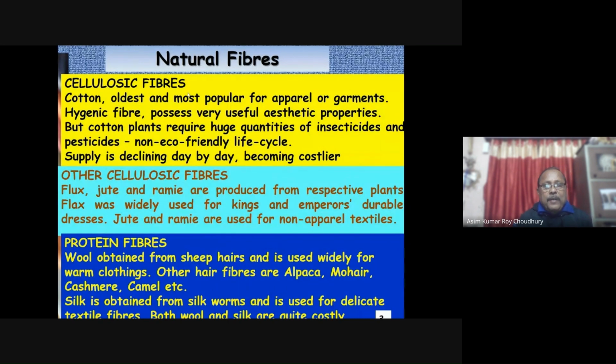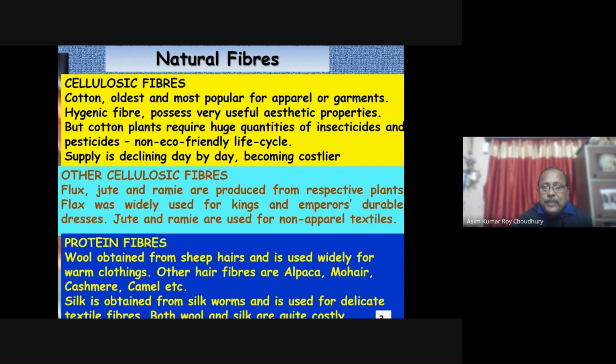Other cellulose fibers are used little for apparel, mostly for non-apparel. Flax was used once for kings and emperors. This is a very durable fiber. And protein fiber, wool, we must have used earlier, but now wool is very costly, you cannot afford it. There are other hair fibers, alpaca, mohair, cashmere, camel, which are used to a low extent.